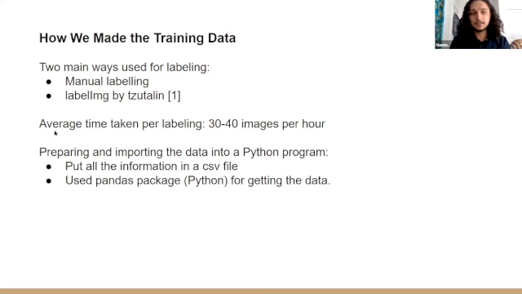The thing about making labels or preparing data is that labeling is time intensive. So we could do only about 30 to 40 images per hour. Because of that, we didn't have a very big set of training data. And what we did with the information we collected is put it into a CSV file, because Python has a package that can read it very easily, and we can manipulate the data from there.